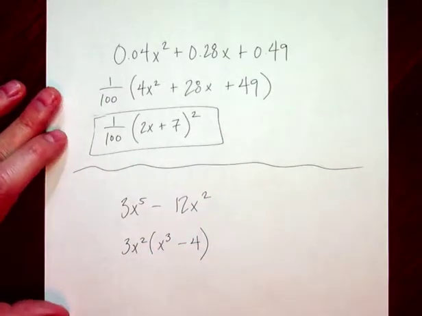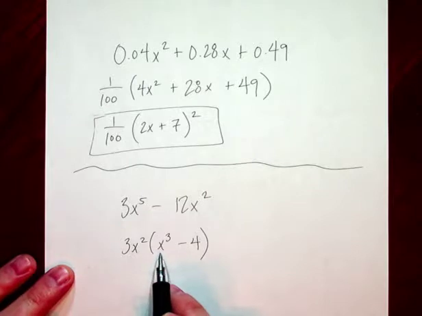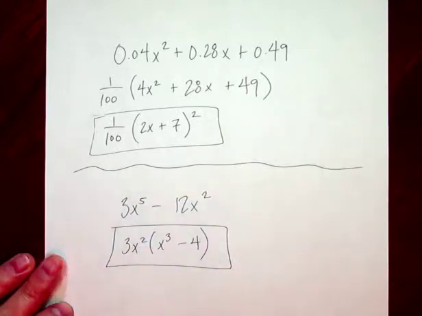Okay? And then you get to here, and you want to keep going, but in terms of official factorization, you're actually finished. Okay? Because that's a cube, that's a square. It's not going to factor any further.